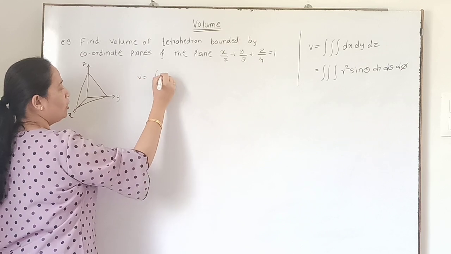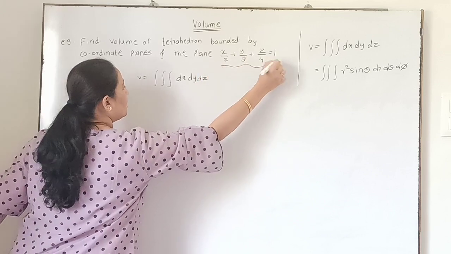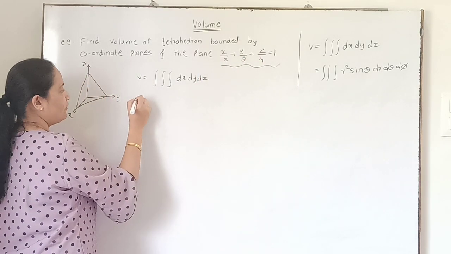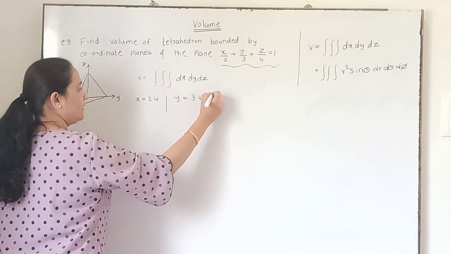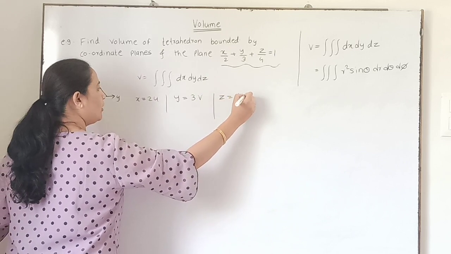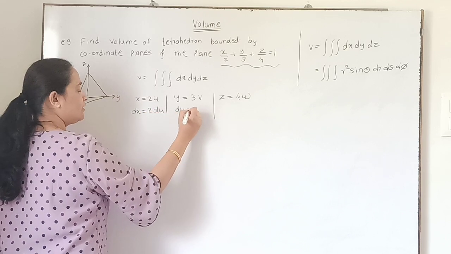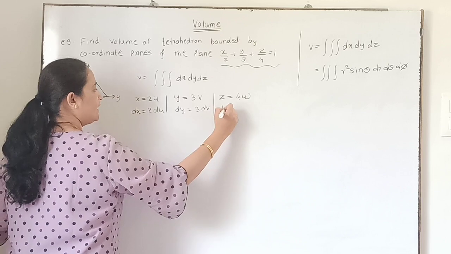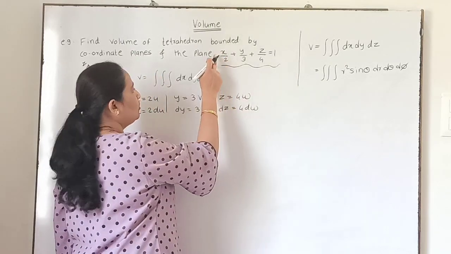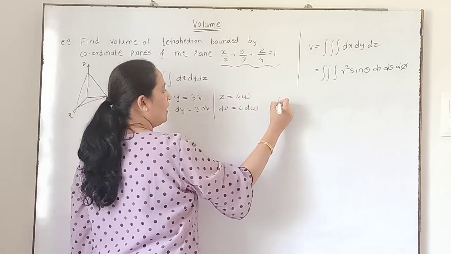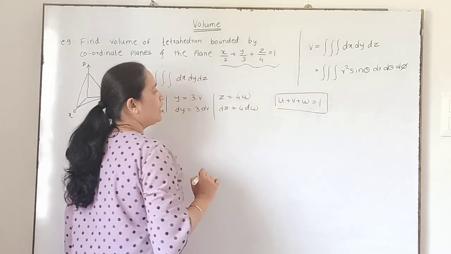What is your volume? Volume is the triple integral of dx dy dz. If you observe the equation, we have on the right hand side equal to 1. So if I use the substitution, say x is equal to 2u, y is equal to 3v and z is equal to 4w, we have dx is equal to 2 du, dy is equal to 3 dv, dz is equal to 4 dw, and the equation of the plane will become, if I put x is equal to 2u, 2 will get cancelled, and the equation of the plane is u plus v plus w is equal to 1. So we can use Dirichlet's theorem.